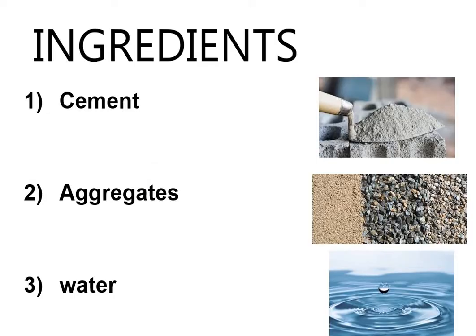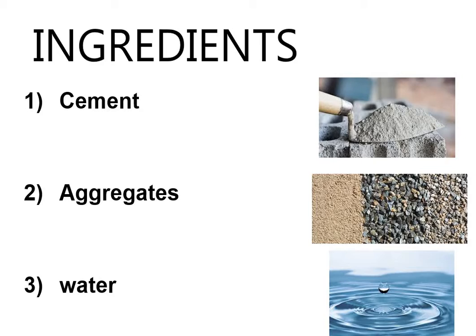Coming to the aggregates, you have the fine aggregates, which is mainly the sand, and then the coarse aggregates, which are mainly the broken stones. When we dealt with the stones, I've already explained. Basalt rocks have been crushed and broken down and are used as the coarse aggregates in concrete. And then you have the water.